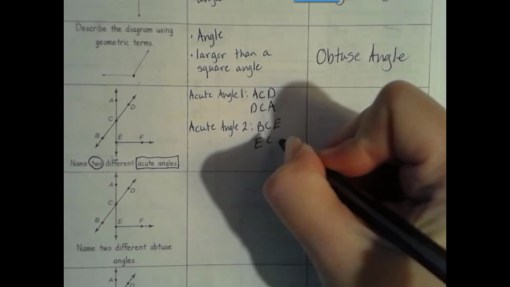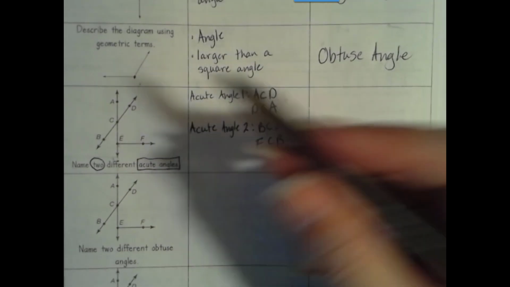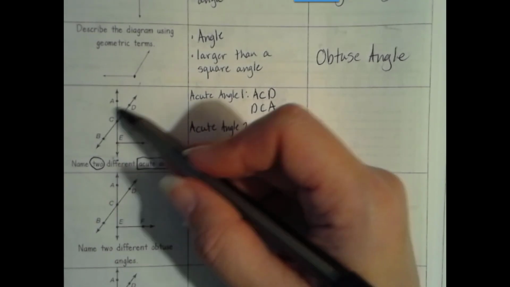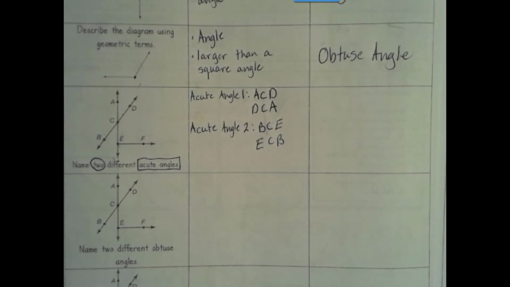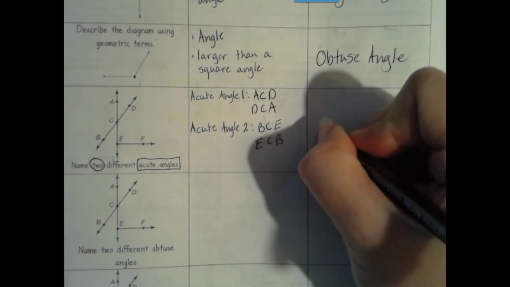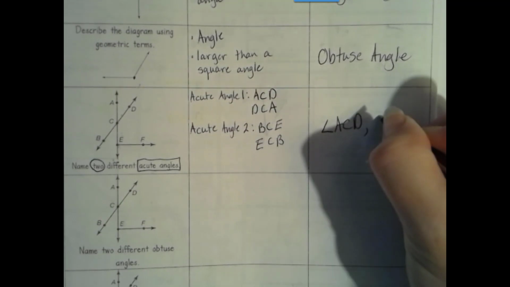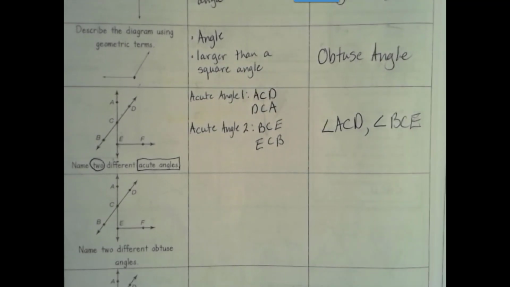or ECB. Both these angles have C as a vertex, so I couldn't just say angle C because I wouldn't know if it's this angle, this angle, this angle, this angle, or a few other ones that are overlapping. So we can call these, remember, when we name an angle, we put an angle in front. Angle ACD and angle BCE are our two acute angles.